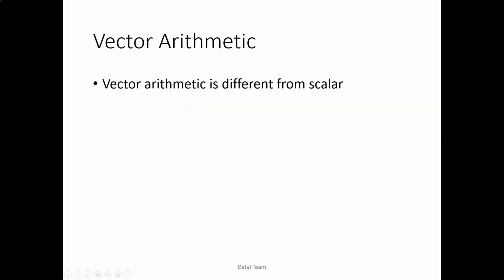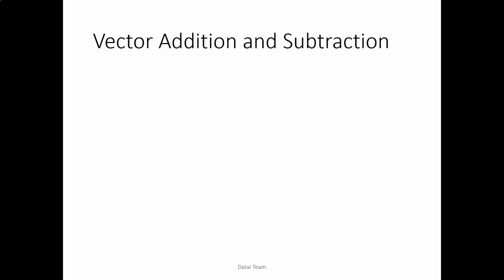And we have vector arithmetic. Vector arithmetic is different from scalar arithmetic because vectors have directions. We can add vectors, we can subtract vectors, and we can also multiply vectors with each other. And this is different from scalar arithmetic because of the direction, and we will have to consider the direction while doing arithmetic with vectors. Now let's continue with vector addition and subtraction.